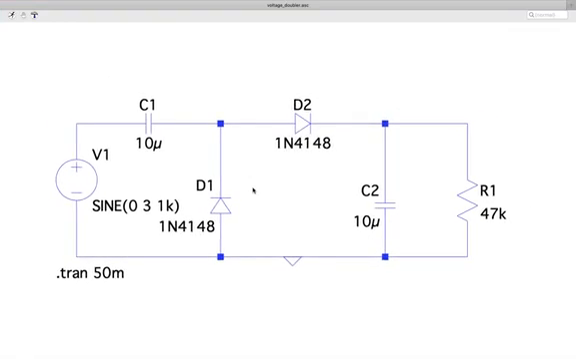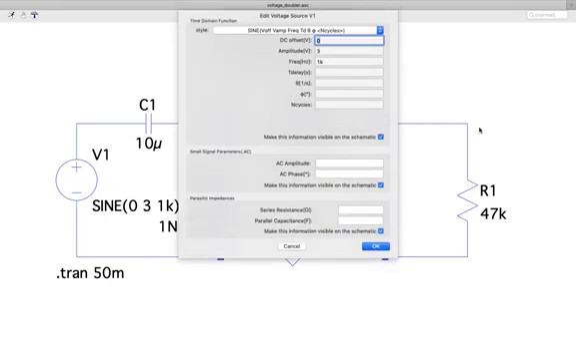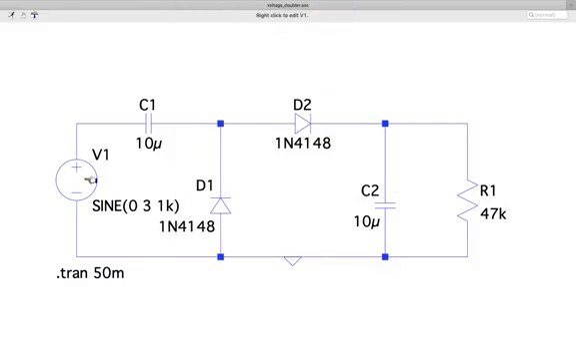For the voltage doubler, you can draw the schematic. So I'm not drawing the schematic, it's very simple. You can just draw this kind of schematic where, if you see here, it's a sine wave with an amplitude of 3 volt and frequency 1 kilohertz. Again, these values are already given in the manual.